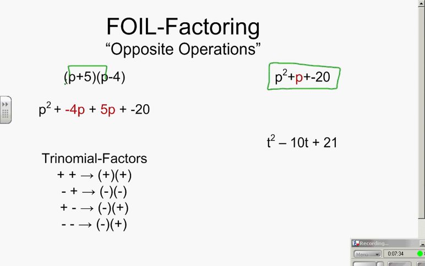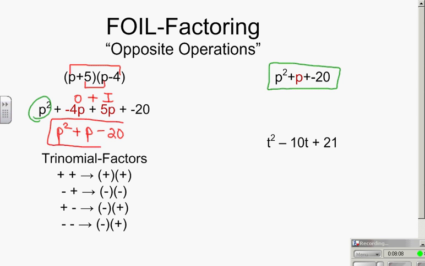So first, the first 2 terms times each other. P times P is P squared. Outside, P times negative 4 is negative 4P. Inside is 5P. Last is negative 20. Now what's important to remind ourselves about FOIL is the outside and the inside terms, because they always end up combining. They end up adding. And so we get p squared plus p minus 20 as our final answer.